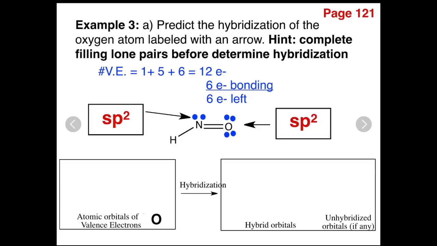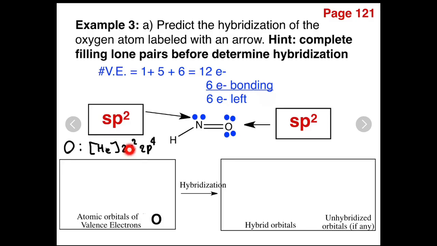All right, let's check your answer. So we're looking at oxygen, right? We are going to consider the atomic orbitals of the valence electrons for oxygen. Looking at the electron configuration of oxygen, it would be helium, 2s2, 2p4, right?